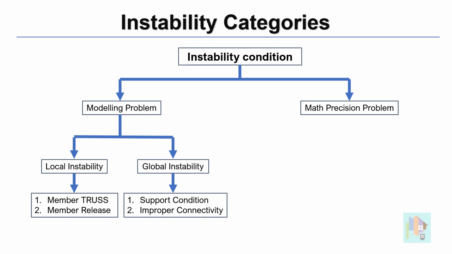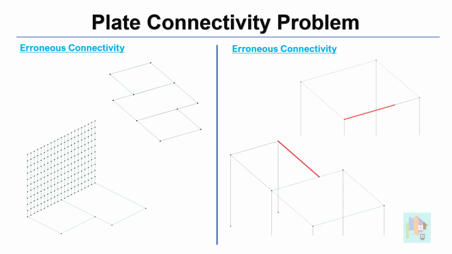Improper support assignment is one of the reasons. Also, improper connectivity between different structural elements, like member to member or member to plate connection, can create instability conditions. If plates are not meshed properly, then those plates don't have proper connectivity with other plates and members, which results in large deflection. You can check my previous video on finite element mesh generation for more details.